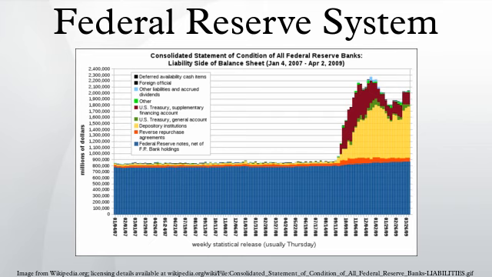Other purposes are stated in the Federal Reserve Act, such as to furnish an elastic currency, to afford means of rediscounting commercial paper, to establish a more effective supervision of banking in the United States, and for other purposes. Before the founding of the Federal Reserve System, the United States underwent several financial crises. A particularly severe crisis in 1907 led Congress to enact the Federal Reserve Act in 1913. Today the Federal Reserve System has responsibilities in addition to ensuring the stability of the financial system.